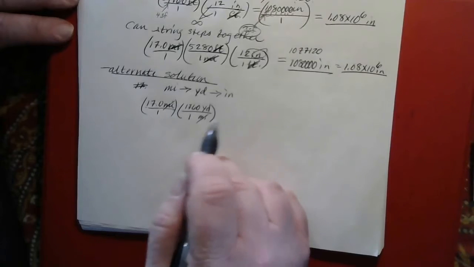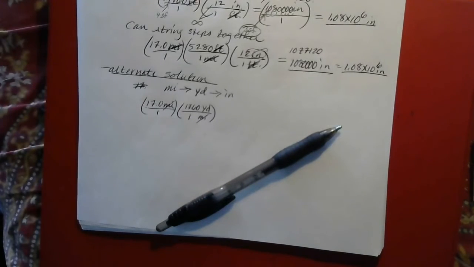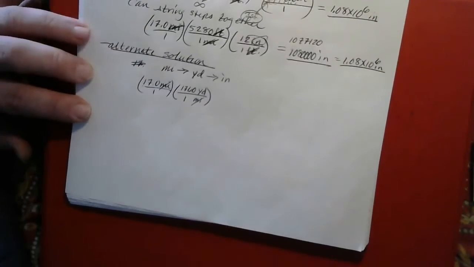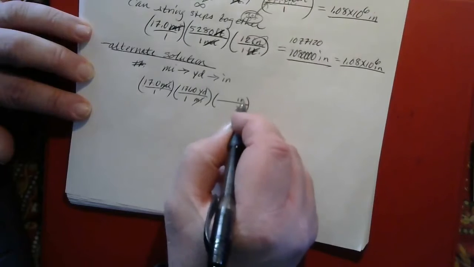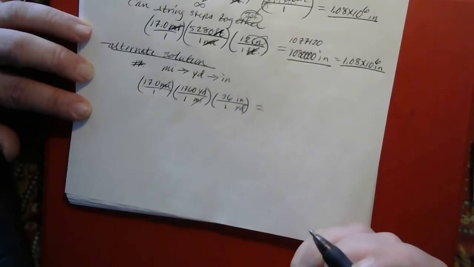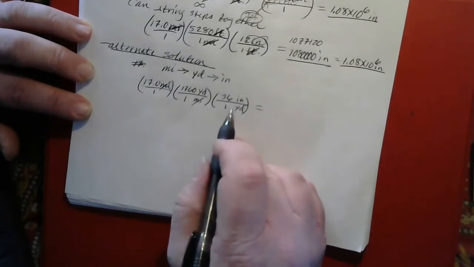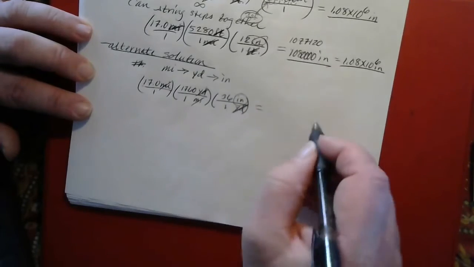Now, again, like before, you could stop here and write down the answer, and then go on to the second step explicitly, or you can just keep going. Since we've already seen the two-step approach, I'm just going to keep going. If we want to go from yards to inches, you're going to need yards on the bottom, so they'll cancel, and inches on top. And of course, it's 36 inches for every 1 yard. So yards will cancel, and we are left with inches.